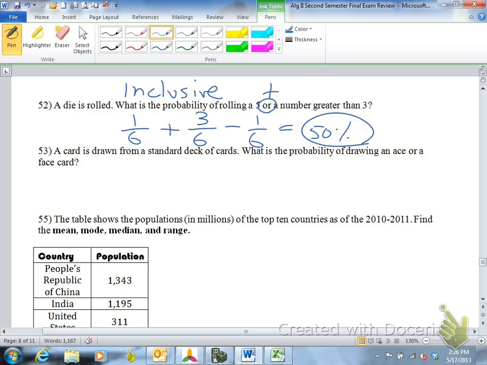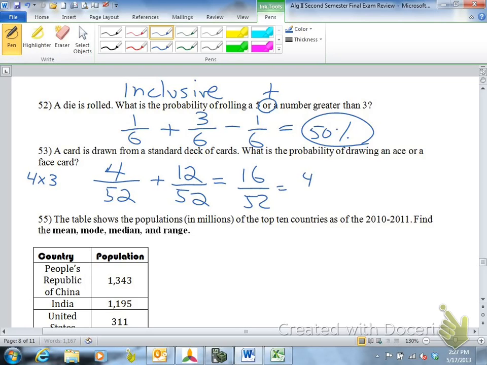Card is drawn. What's the probability of drawing an ace or a face card? There are 52 cards. It's an or. And how many aces are in a deck? 4. And how many face cards are in a deck? 12. 4 suits times 3 per suit. And these are exclusive. There's no overlap. So you get 4 13ths.